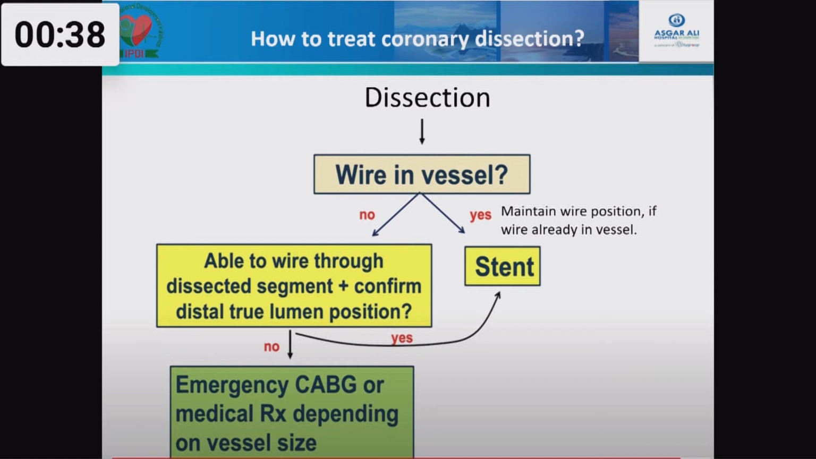And how should we tackle the dissection? First of all, we should think whether the wire is in the vessel. If yes, maintain the wire position. The wire is already in the vessel, just go for stenting. If the wire is outside the vessel, then try to negotiate the wire, and definitely you should confirm the wire in the true lumen. If yes, then you go for stenting. But if repeated attempts fail to negotiate the wire in the true lumen, then you consider CABG, or even in a small vessel you can consider medical management also. Let us see my case.